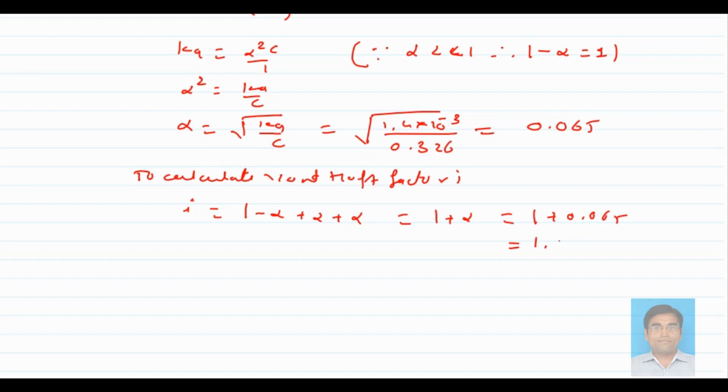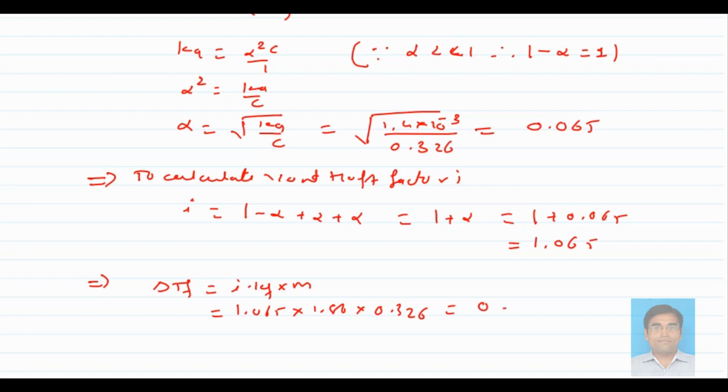Now find the depression in freezing point. Delta Tf equals i into Kf into m. We have the value of i, 1.065. The value of Kf is also there, it is 1.86, and the value of molality is 0.326. So my answer is 0.647 degree Celsius, or it may be Kelvin.